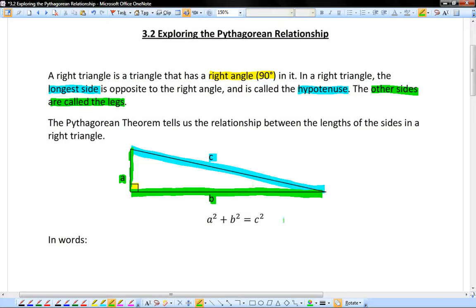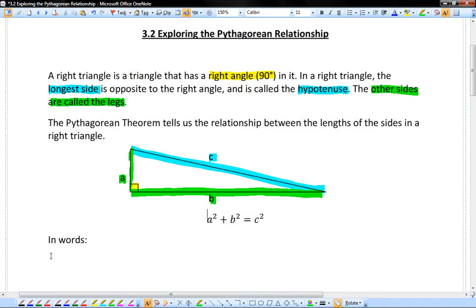The Pythagorean theorem tells us the relationship between the lengths of the sides in a right triangle, and that is that a squared plus b squared is equal to c squared, where a and b are the side lengths for the legs and c is the side length for the hypotenuse.